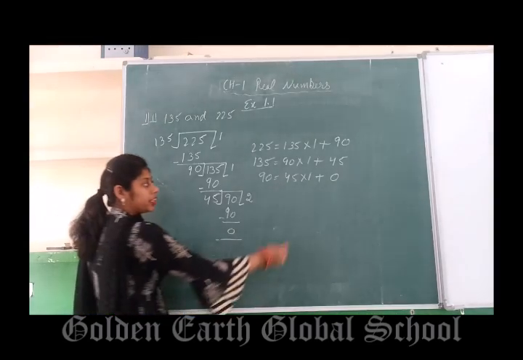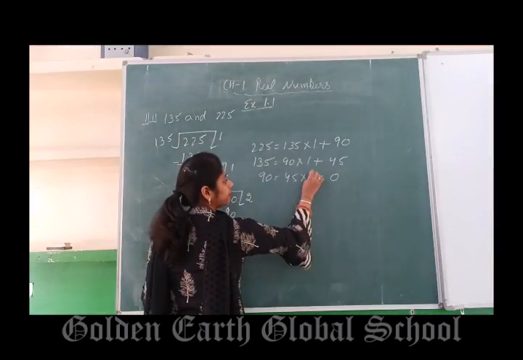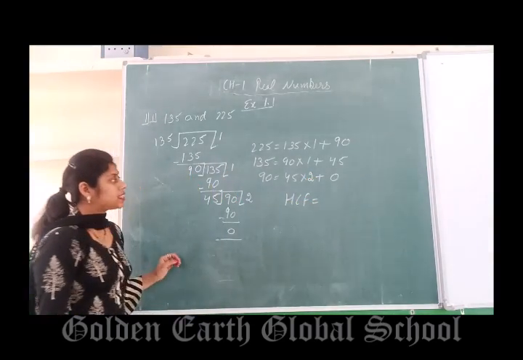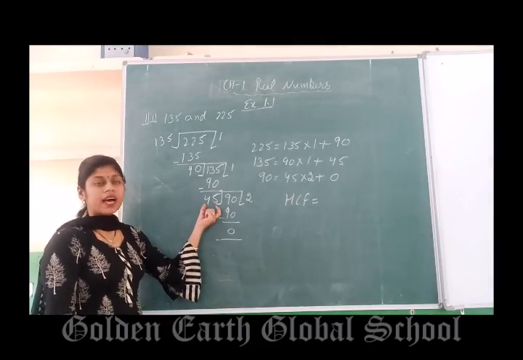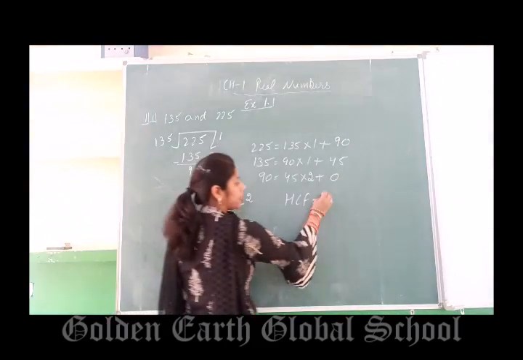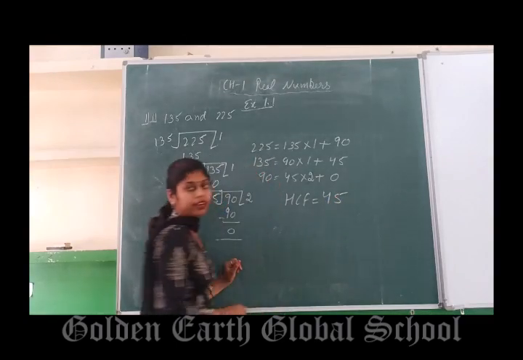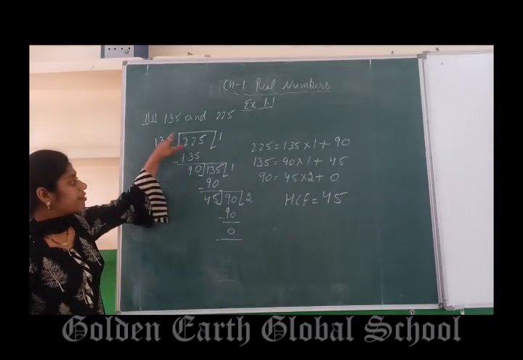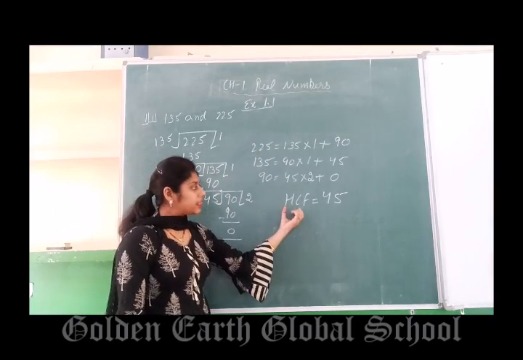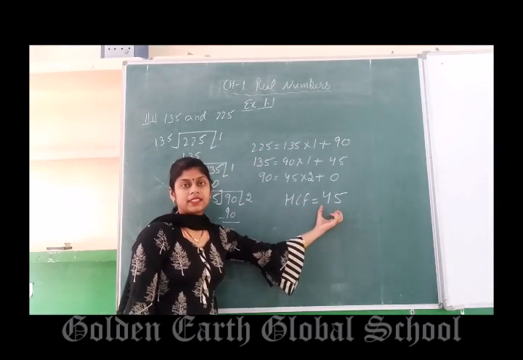But what is the HCF? The last divisor. The last divisor is 45. So HCF is 45. Clear? So firstly divide, write down all the steps. Then at the last conclude your HCF. Clear?